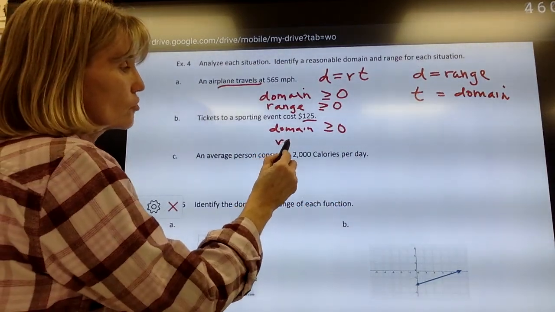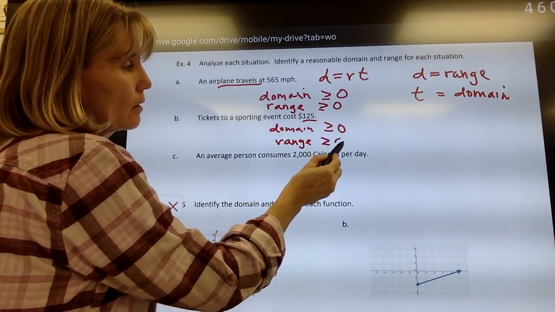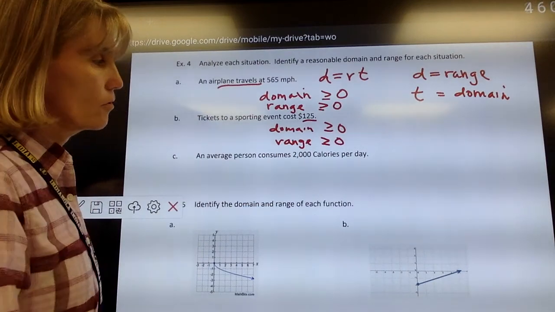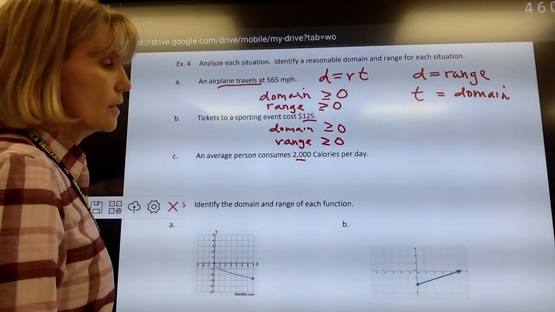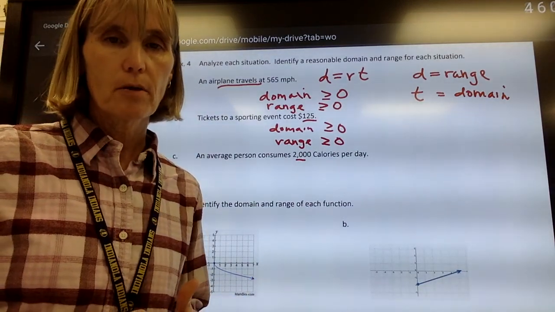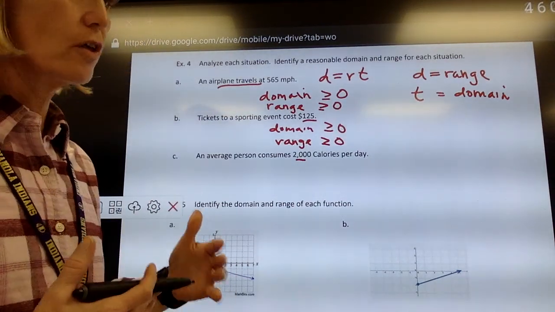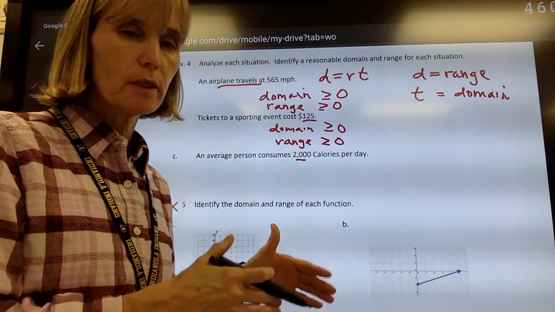And then the range. If I don't buy any tickets, I don't spend any money. And if I buy a ticket, I'm up to $125. So again, I'm going to say greater than or equal to 0. Average person consumes 2,000 calories a day. Again, all of these are examples where negative values cannot be plugged in, so it's just greater than or equal to 0. So it's just getting you to think about what kind of values can be plugged into the function, what's realistic.